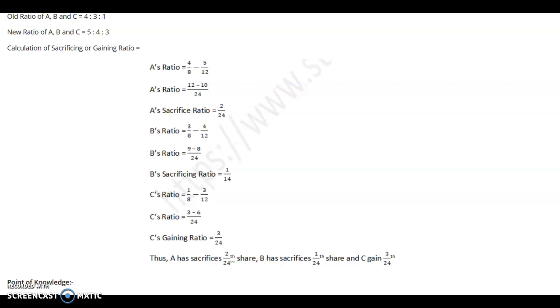You would find that the total of 2/24 and 1/24 is 3/24. So C's gain is the 3/24. So C will compensate A and B in their profit sharing ratio. That is, C will compensate A 2/24. C will compensate B 1/24.